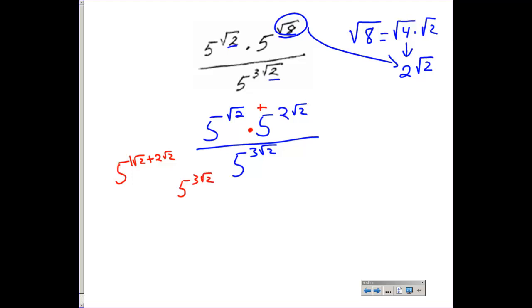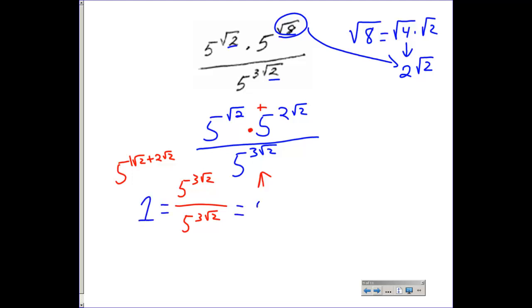And of course, on the bottom of this problem, I still have 5 to the 3 square root of 2 here. And you can see that the property here is to subtract. But any number divided by itself is going to equal 1. But we know this is going to equal 1, but I'm going to show you the process anyway.